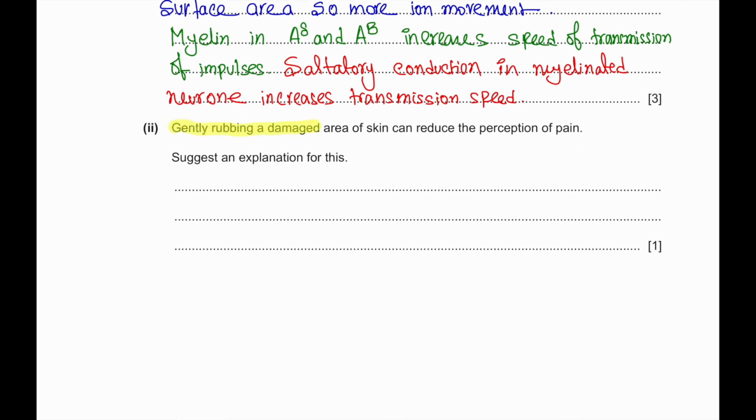Part 2. Gently rubbing a damaged area of skin can reduce the perception of pain. Suggest an explanation for this. Impulses for touch are carried by A beta, which travels faster. So A beta neurons inhibit relay neurons in the spinal cord.